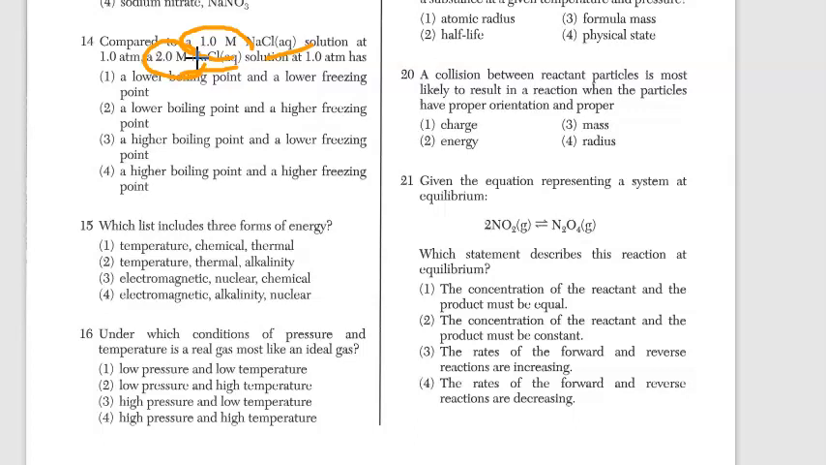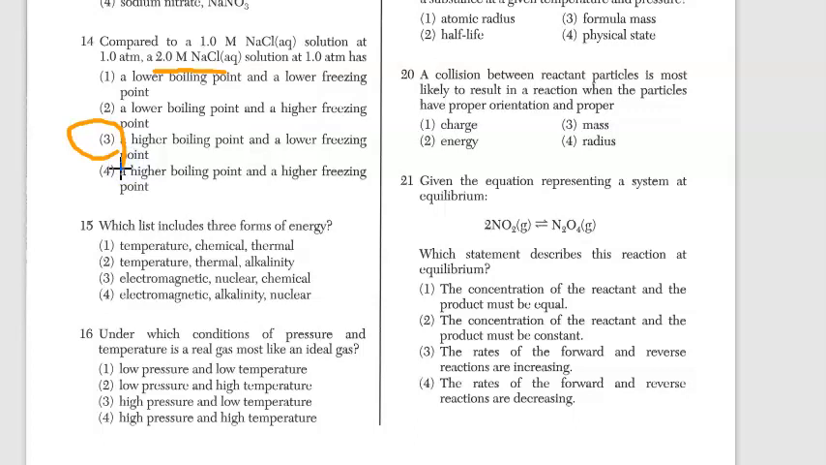So we got to make sure we're just reading this correctly. Compared to a 1 molar sodium chloride solution at 1 atm, a 2 molar sodium chloride solution at 1 atm is going to have a higher boiling point and a lower freezing point, which is choice 3.